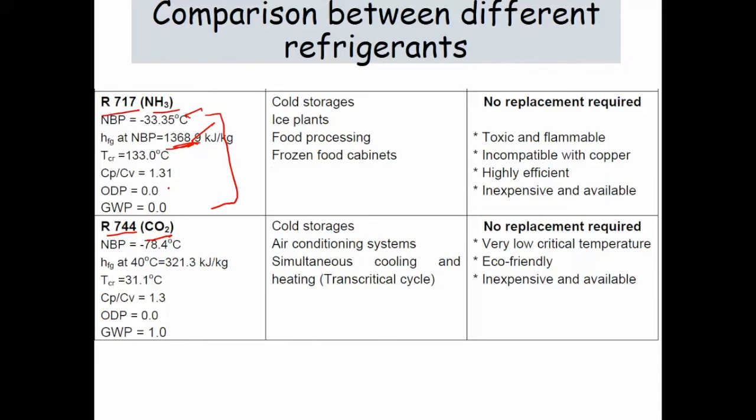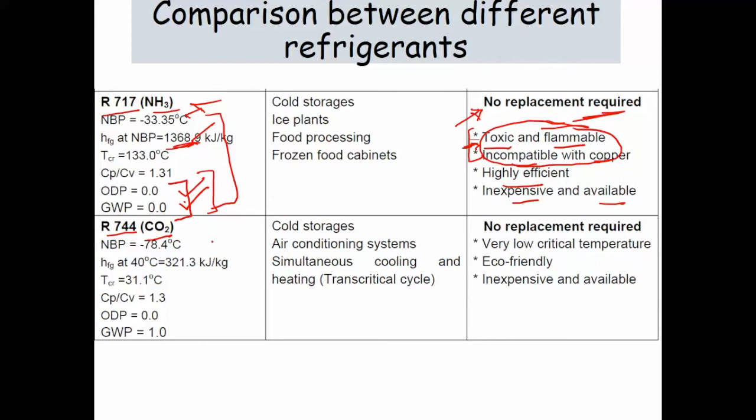Here you can see in case of ammonia, the ozone depletion potential and global warming potential are both very good, as per the ideal condition. But the only thing is that it is toxic, flammable, and incompatible with copper. Highly efficient, that is a good thing, inexpensive and available. So these two issues make ammonia non-selectable for various purposes. So we need an alternative. There is no replacement of this as of now, no replacement required. We don't want a replacement, but we need to handle these two things.